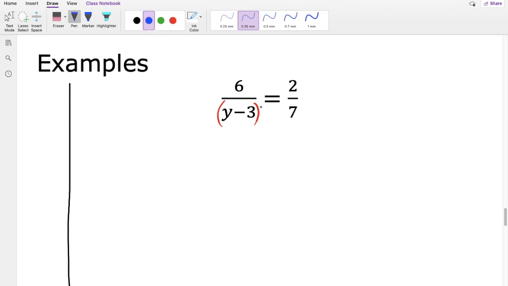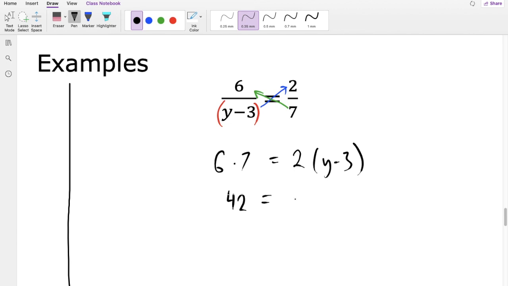I can multiply this quantity of y minus 3 across the equal sign, and I can multiply this 7 across the equal sign. Doing that, I get 6 times 7 equals 2 times the quantity y minus 3. On the left side, 6 times 7 gives me 42. On the right side, I'm now at the point where I need to say, hey, should I distribute that 2, or could I divide it out first? I see that the left side is an even number, and what I'm multiplying with is 2, so that means I would actually divide out quite nicely, so that's what I'm going to do.